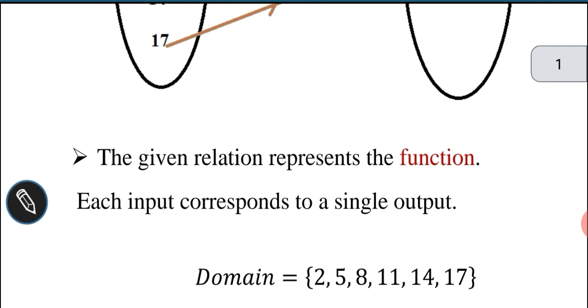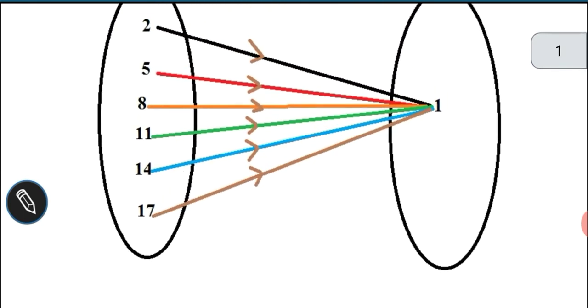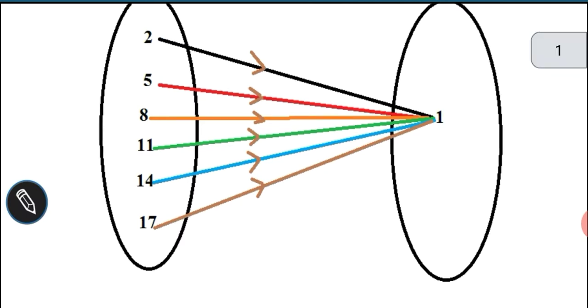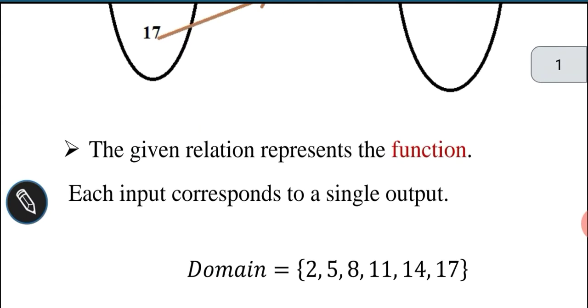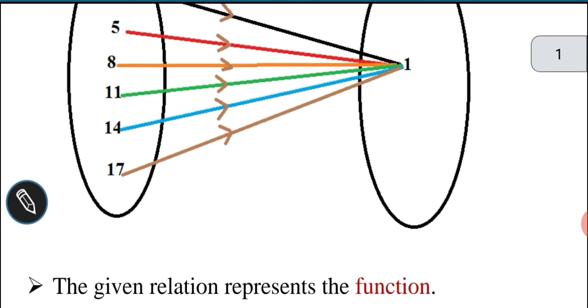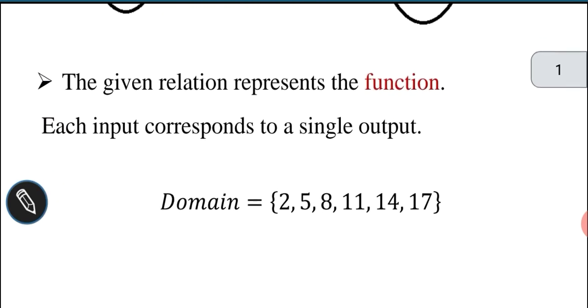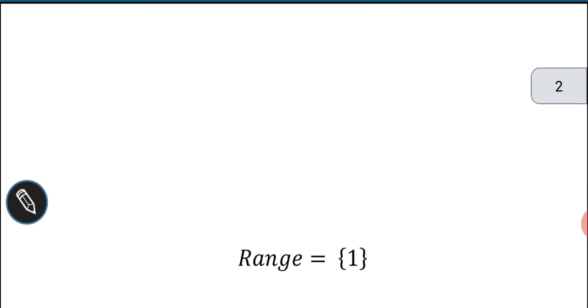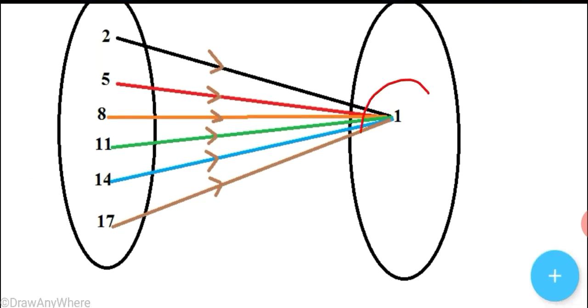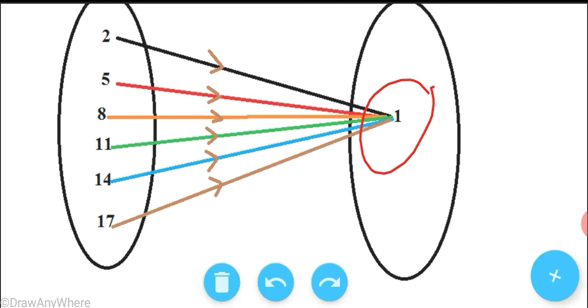The input is the domain, so 2, 5, 8, 11, 14, 17 are the inputs. So the domain is 2, 5, 8, 11, 14, 17. The range is the output. Here the range is 1. On the output side we have only 1, which is associated with all the given inputs. So the range is 1.